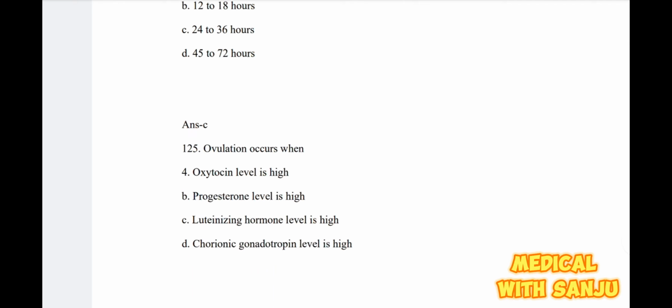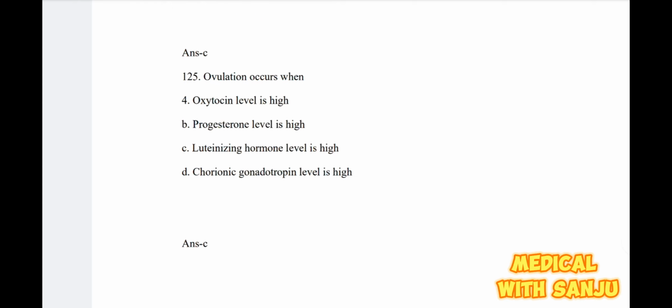Question number 125. Ovulation occurs when option A oxytocin level is high, option B progesterone level is high, option C luteinizing hormone level is high, and option D chorionic gonadotropin level is high. Ovulation occurs when luteinizing hormone is high and also FSH hormone is high.